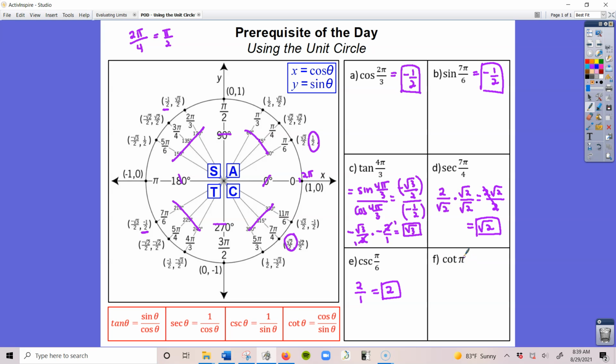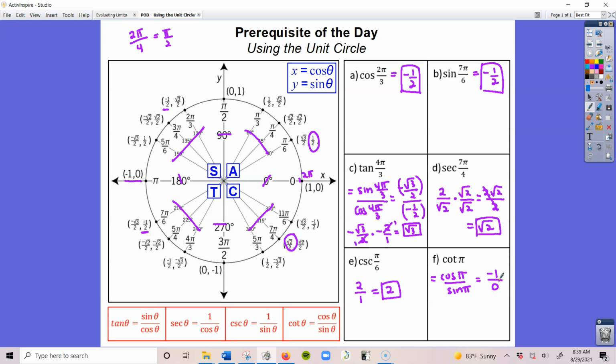Finally, the cotangent of pi. Cotangent of pi is the cosine of pi divided by the sine of pi. Pi is a quadrantal angle, which is over here. Here is my cosine and my sine. So I'm going to divide negative 1 over 0.